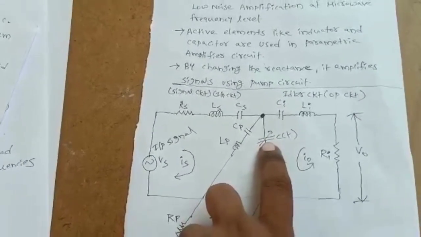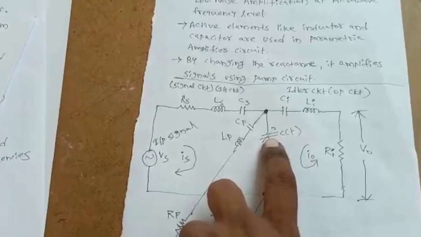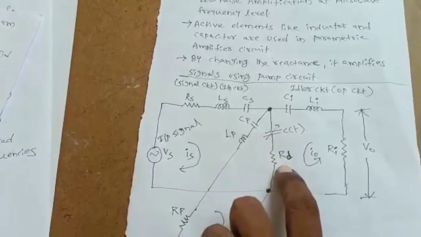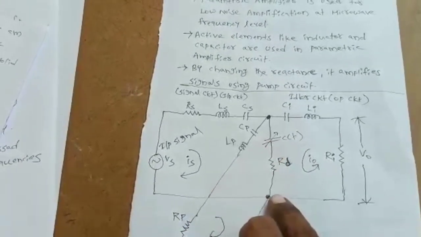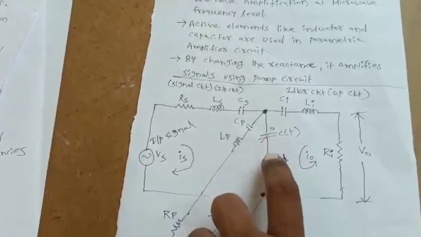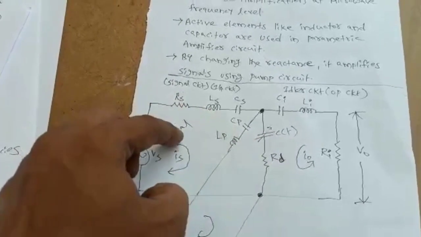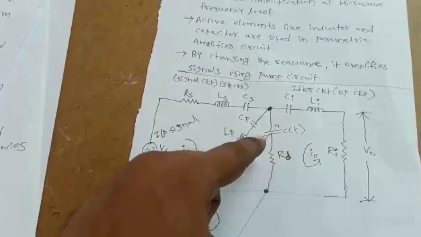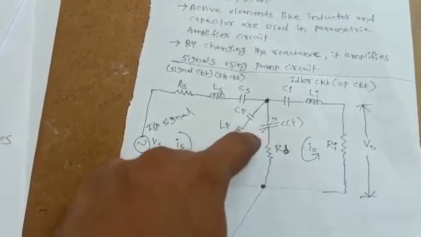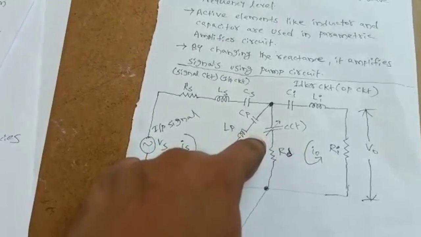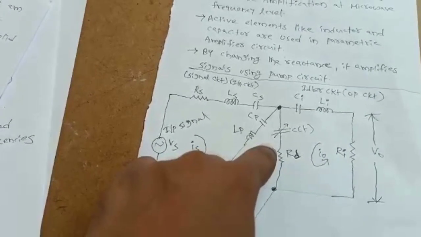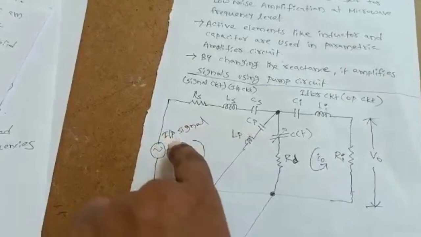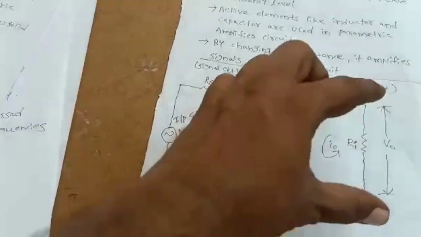So in the varactor diode, we can vary the junction capacitance. This is called varactor diode, and this RD is called the diode resistance, that is in series with the varactor diode. Now, if we give these two signals to this parametric amplifier circuit, then the parametric amplifier circuit will give the amplified version of the input signal. That amplified version of the input signal you can observe at this place, that is called VO, the output voltage.